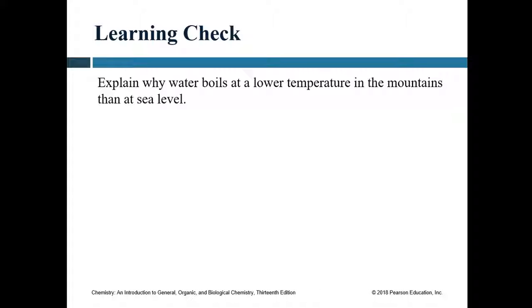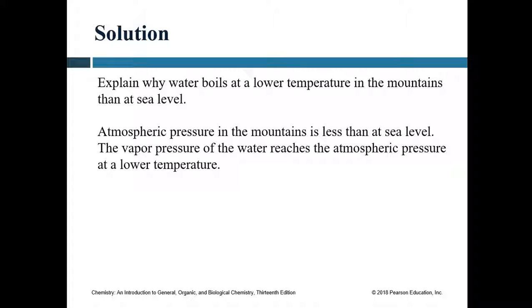Now, explain why water boils at a lower temperature in the mountains than at sea level. Using this particular concept, the atmospheric pressure in the mountains is less up there high. Why? Because there's less atmosphere up there, so the pressure is less than at sea level. That means the vapor pressure, the ability for the water to go from the liquid into vapor, is going to be able to reach the atmospheric pressure at a lower temperature, which means it's going to be easier for it to boil. So it boils at a lower temperature. Now, it doesn't mean that it's hotter. It just means it boils at a lower temperature.